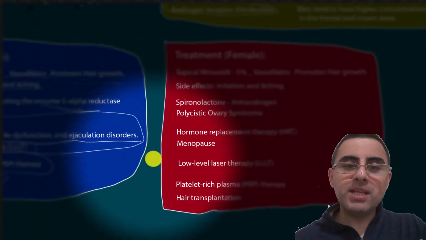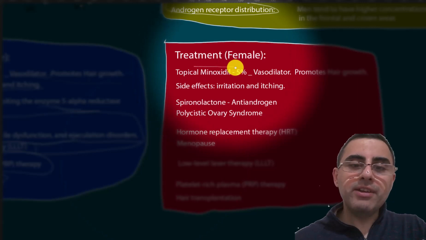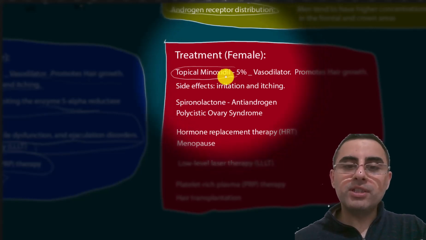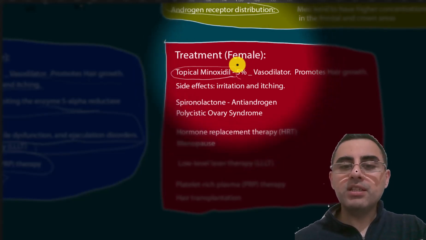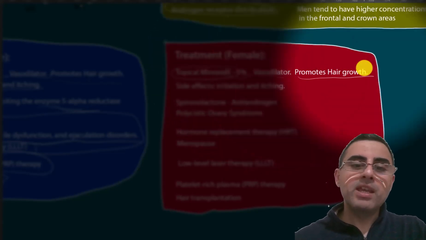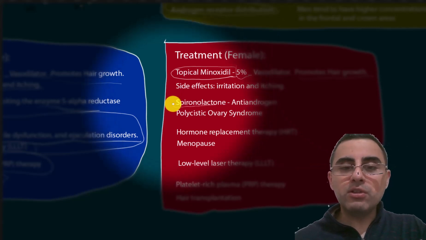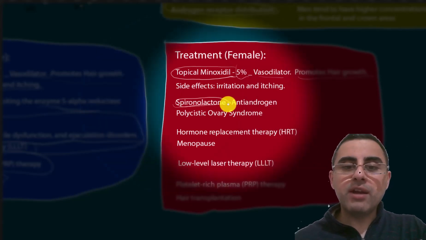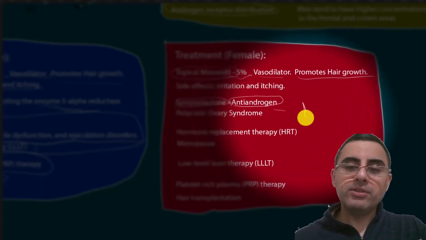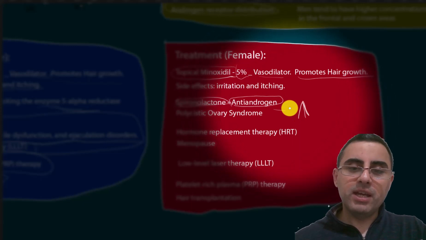In case of females, topical minoxidil here is also first line treatment, 5%, also 2% topical minoxidil exists, but 5% is more effective. It's vasodilator and promotes hair growth. Spironolactone is also used. Spironolactone is an anti-androgen, especially effective in case of polycystic ovary syndrome because in such cases we have high androgens and we need anti-androgen.